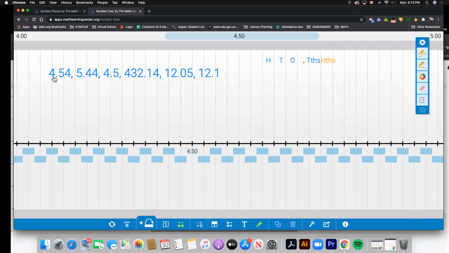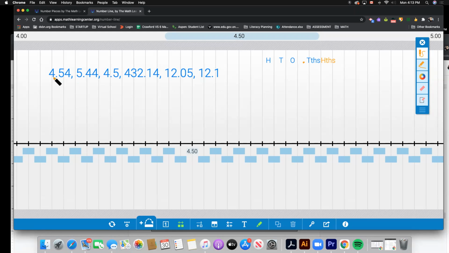4.54. Well, I know that this is 4 ones because it is right beside the decimal. 5.44, 4.5, 432.14, 12.05, and 12.1. Let's start by getting rid of the commas. So I'm going to start with the number that is the highest in the hundreds column.